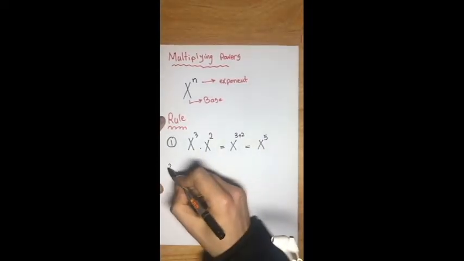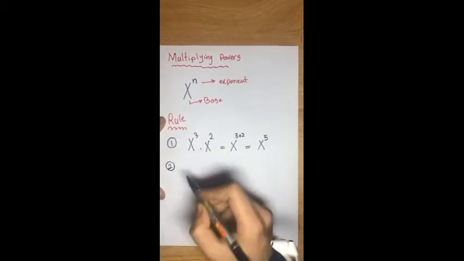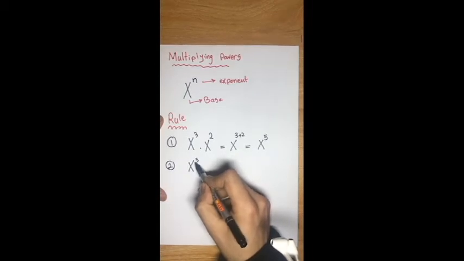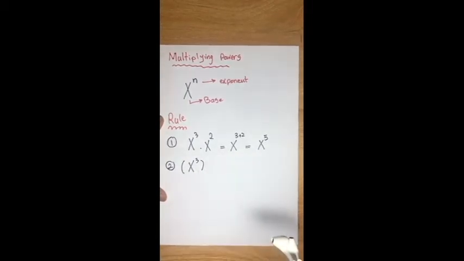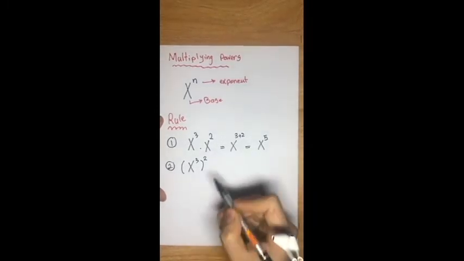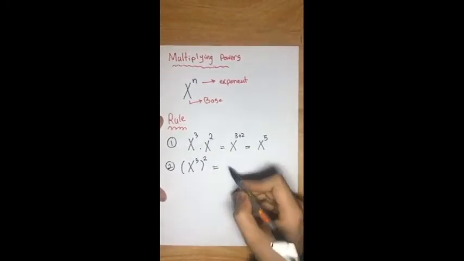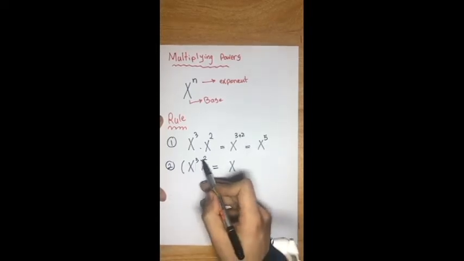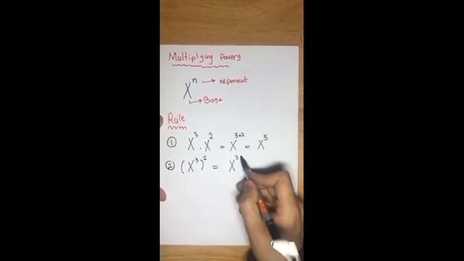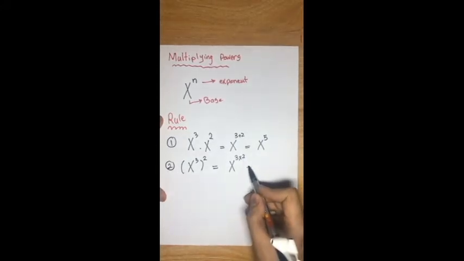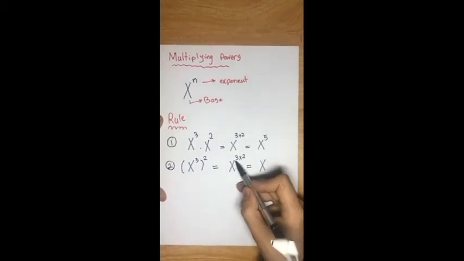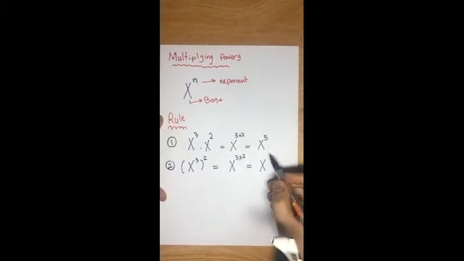Now the second rule: if we have x to the power of 3, and this is all raised to the power of 2, to do this one, we have to multiply the two powers, 3 times 2. And the answer is equal to x to the power of 3 times 2, which is 6.